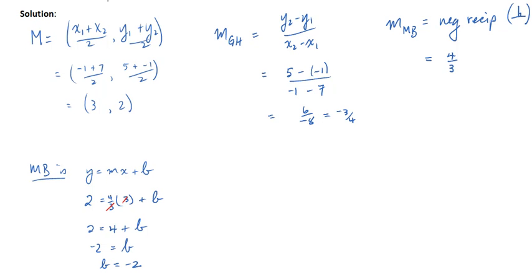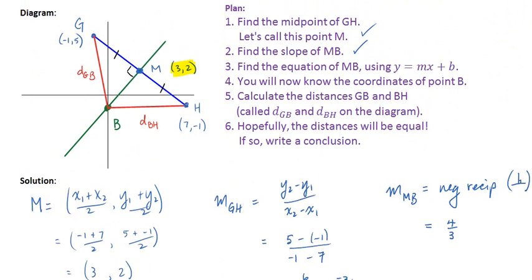Okay, so now we know that the coordinates of B have to be (0, -2), because, as you recall from the diagram, B is a point on the y-axis. So (0, -2), we just figured out the coordinates of B. Okay, so we are at this stage here. Starting step 5, which is calculate the distances.